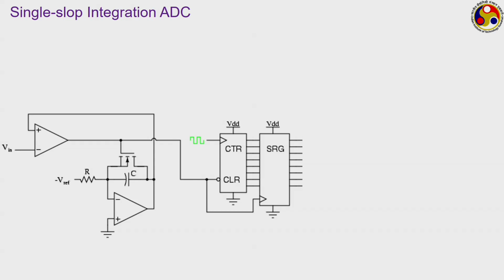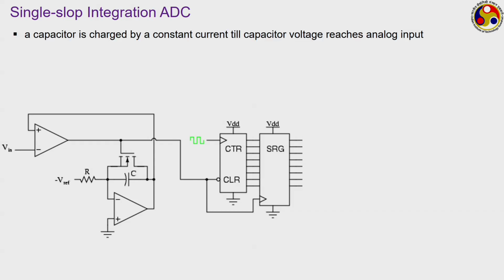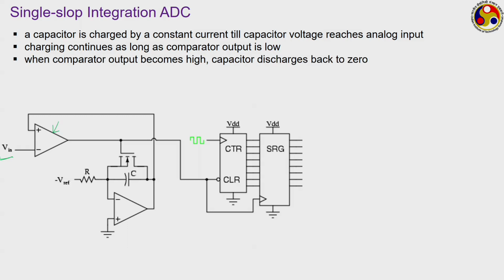Next we move to the single slope integrating ADC. In the single slope integrating ADC we have a capacitor, this is the one. This capacitor is charged by a constant current till the capacitor voltage reaches the analog input. That is, the output of this capacitor is supplied to this comparator, where it is compared with the actual analog input, and as long as the analog input is smaller, the capacitor is allowed to be charged till they reach the output voltage. When the comparator output becomes high, the capacitor discharges back to 0.